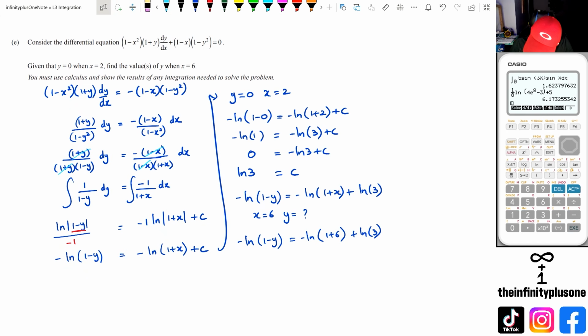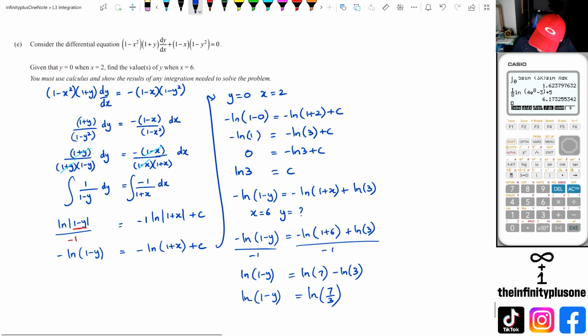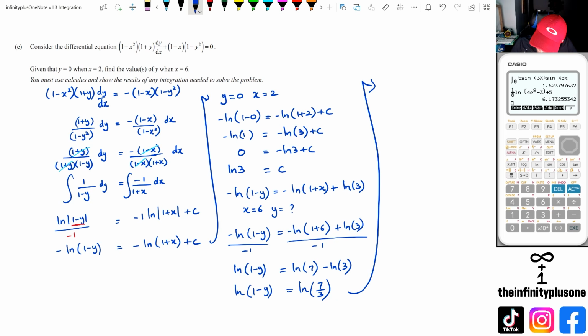Let's get rid of this negative here, because I can divide all of these by negative 1. So I'm going to get ln of 1 minus y equals ln of 7 minus ln of 3. So that's going to be ln of 1 minus y equals ln of 7 over 3. Log rules: when we do log a minus log b, you're going to get log a divided by b. And at this point, I can just say 1 minus y equals 7 over 3.